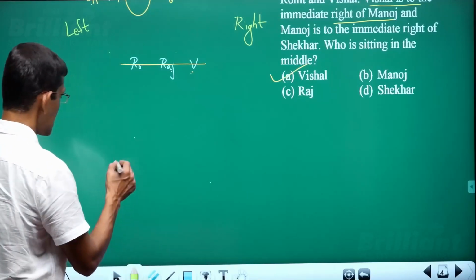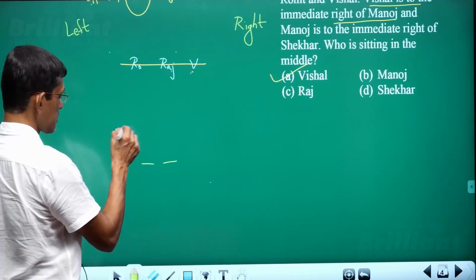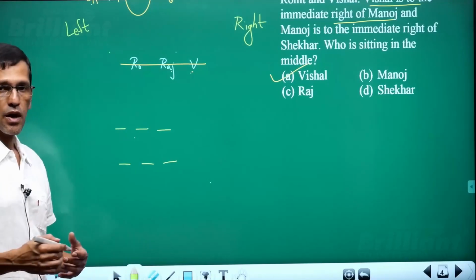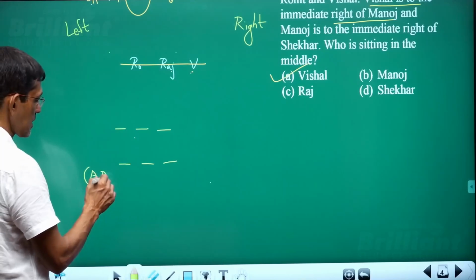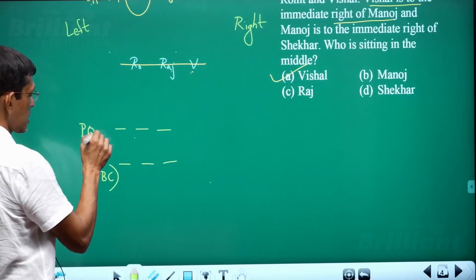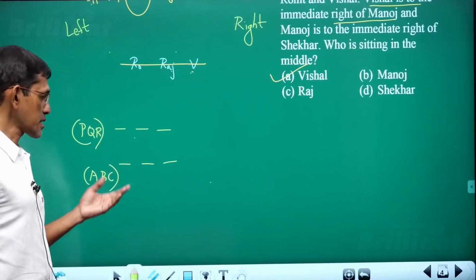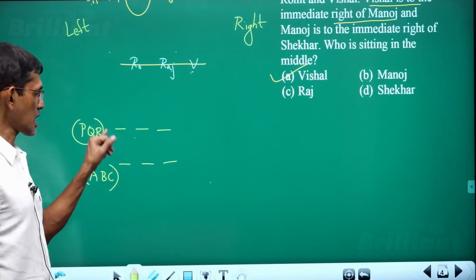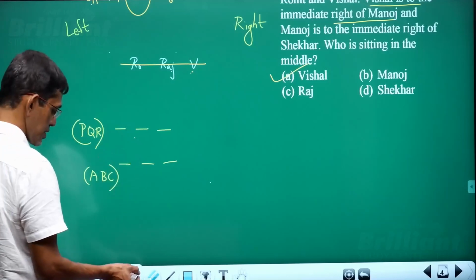For example, A, B, C are sitting in one row and P, Q, R are sitting in the other row, and A, B, C and P, Q, R are facing each other. So let's assume that A, B, C are in one of these rows and P, Q, R in the other row. It's not necessary that ABC is here and PQR is here. If it is given that ABC is in the bottom row, of course, we can have ABC here. Otherwise, you can have ABC here and PQR here as well. Anyhow, these two sets are facing each other.